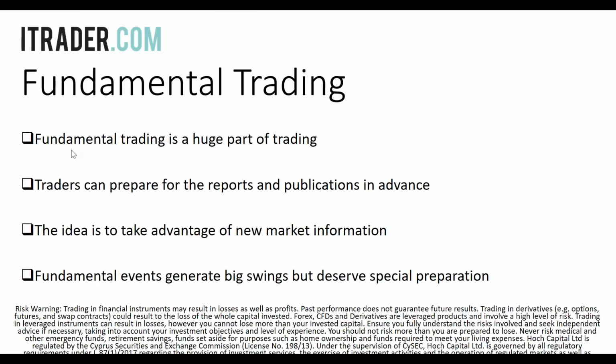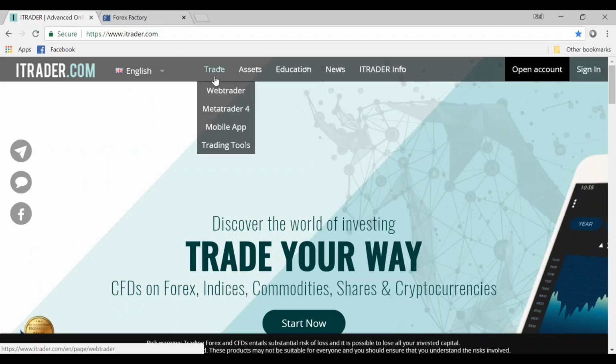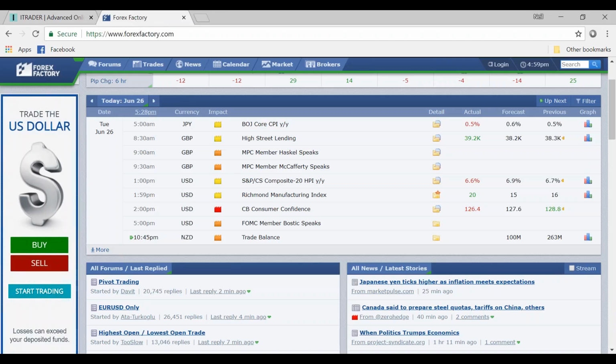Eventually with profit. So fundamental trading is a huge part of trading. Traders can prepare for the reports and publications in advance, or the idea is to take advantage of new market information, and fundamental events generate big swings but deserve special preparation. Where do we find them? You have many ways. You can go on our website, go to trading tools, and then you have an economic calendar. You can use investing.com. I like to work with forexfactory.com, but whatever is good for you.